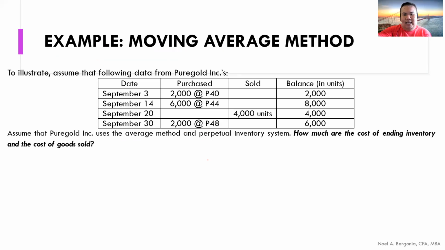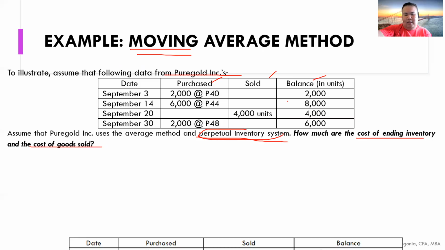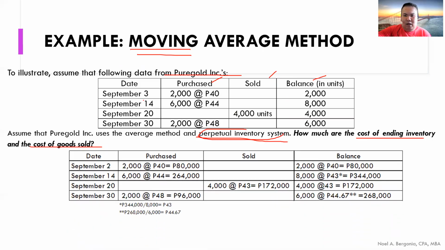So again, we have assumed the same problem for Pure Gold Incorporated. We have the purchase, sold, and then the balance. Again, we are using the perpetual inventory system, and let's identify the cost of ending inventory and cost of goods sold. We will not compute the WACP here, because this is moving average perpetual. So what will we do? We need to create the stock card for our monitoring, similar to our discussion earlier in FIFO perpetual.